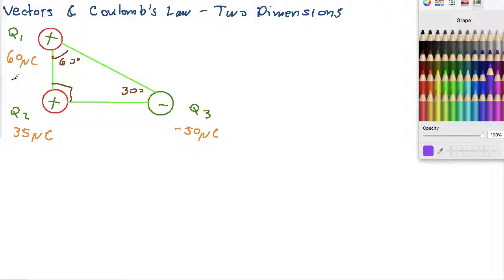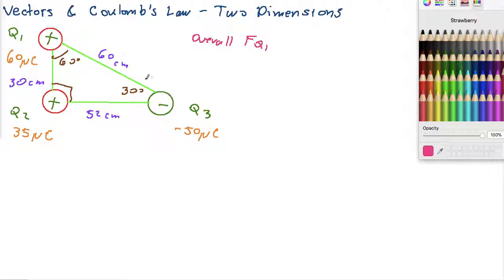So this is going to be 30 centimeters. This right here is going to be 52 centimeters apart. And the hypotenuse is going to be 60 centimeters apart. Now let's say the problem asks you for the overall force in Q1, and the direction, of course. So the overall force acting on it.